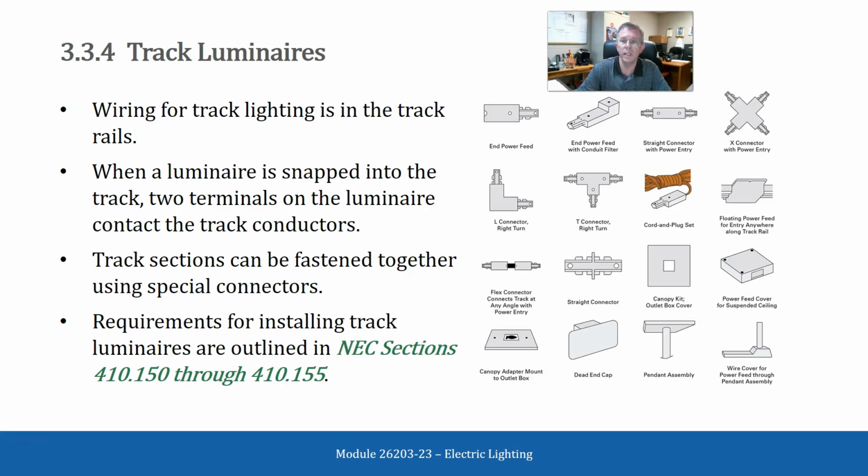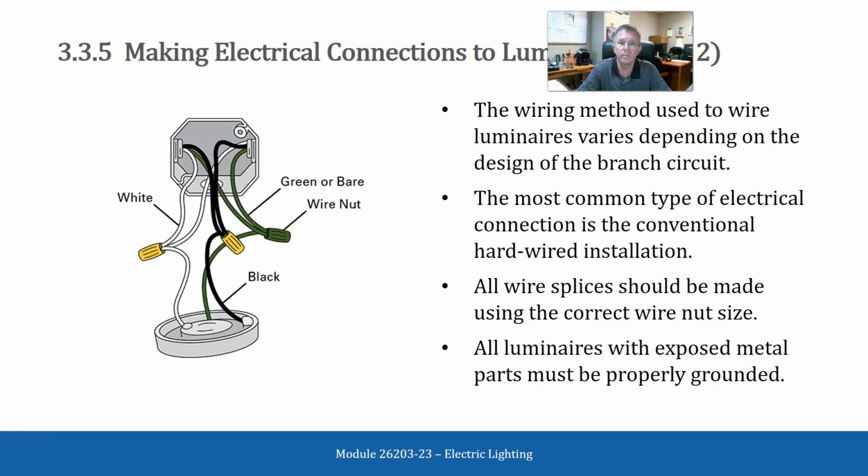And the track luminaires. Wiring for track lighting is in the track rails. When a luminaire is suspended into the track, two terminals on the luminaire contact the track conductors. Track sections can be fastened together using special connectors. Requirements for installing track luminaires are outlined in NEC Sections 410.150 through 410.155.